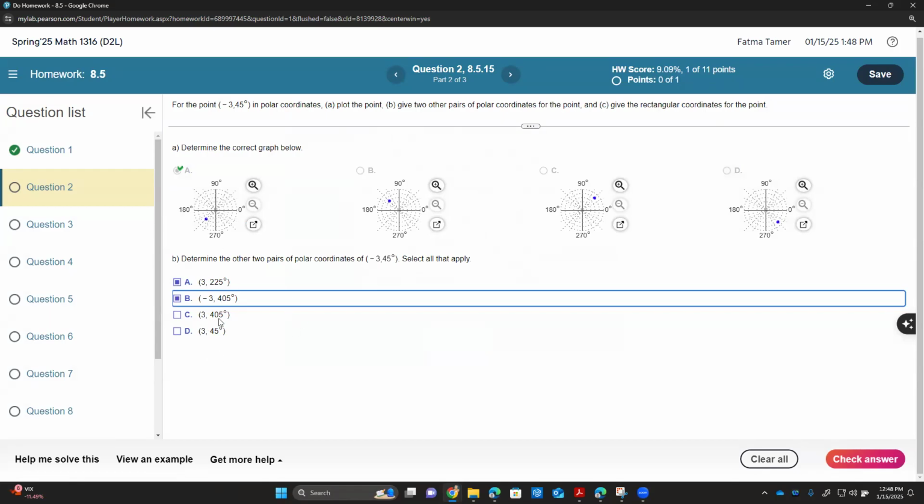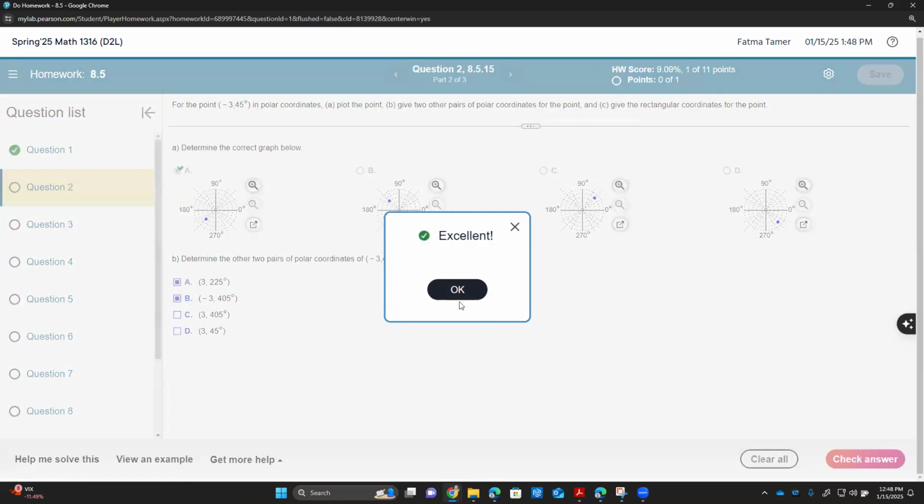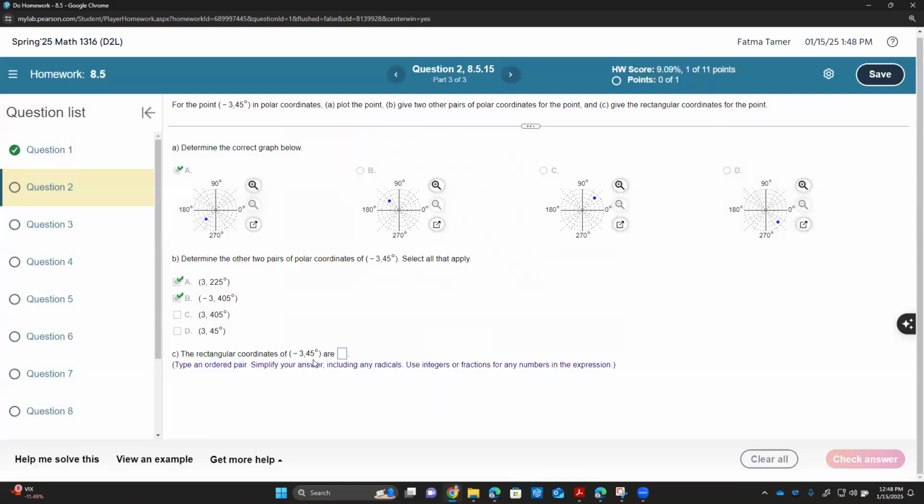What about 3 comma 4, 4, 5? I don't have to check this anymore because only negative 3 will satisfy this. For 45, we know that this is not possible when they are both positive. 45 is here and positive 3 is going to get me a point like this. So only A and B will be correct answers for this part. And now we want to convert negative 3 comma 45 to the rectangular coordinate system.